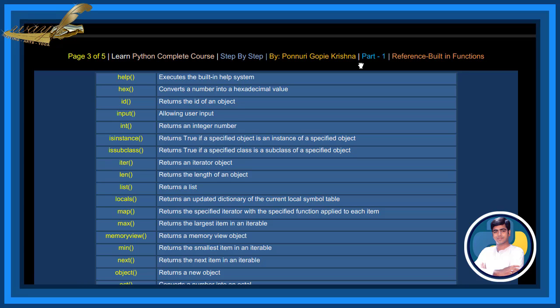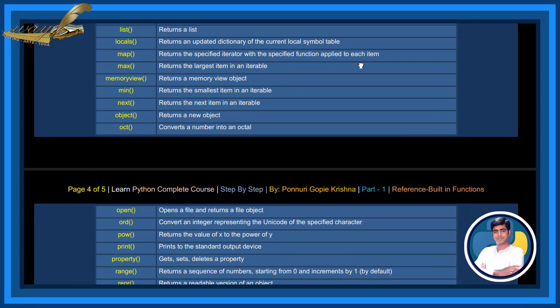The memoryview function returns a memory view object. The min function returns the smallest item in an iterable. The next function returns the next item in an iterable. The object function returns a new object. The oct function converts a number into an octal.